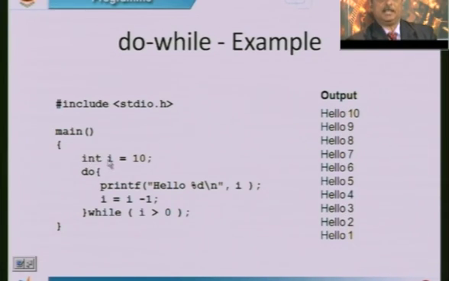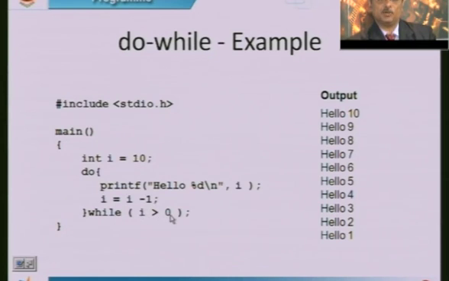Observe this, int I equal to 10. Initially the value of I is initialized to 10, because you have to print 10 first. Do printf in the double quote %d, the value of I is now 10, hello 10 is printed. Because of /n, it goes to the next line and prints the value of the next variable. Before going to the loop, you are changing the value of I. Here I is equal to I minus 1, 10 now becomes 9.